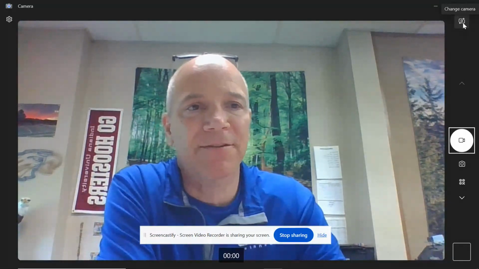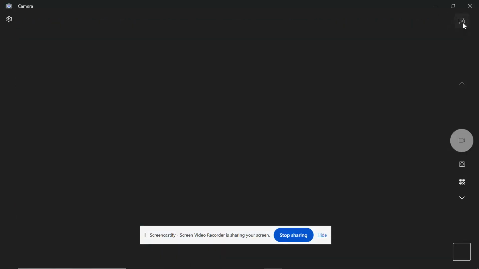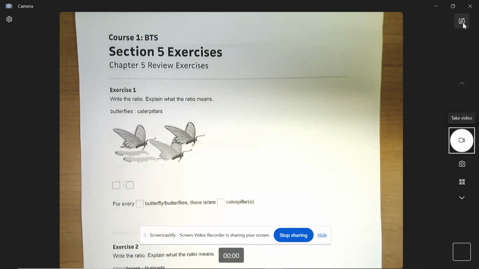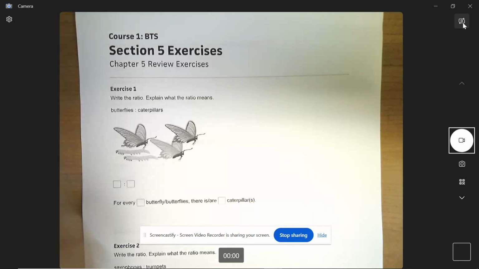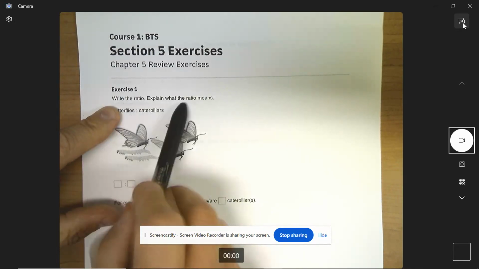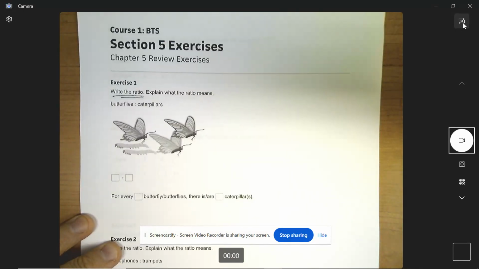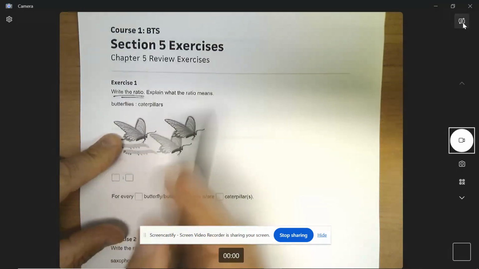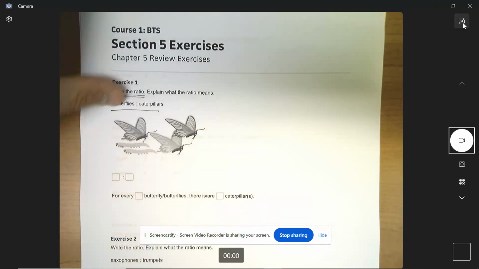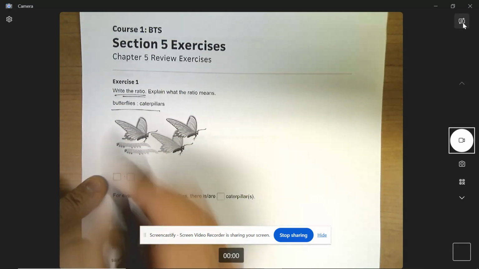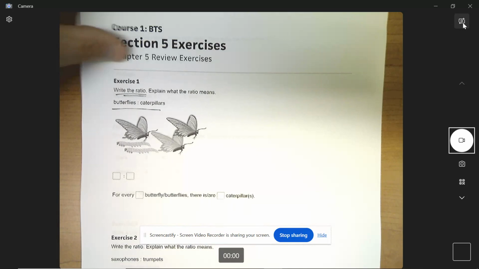Welcome to Chapter 5 review. We are going to take a look at these questions. This is what it's going to look like when you do the review on your computer screen. So the first example says write a ratio. You're not going to be writing anything when you're taking the test, but I do want you to write it now. What it's doing is comparing the butterflies and the caterpillars, and you're going to see these two boxes here. The first one goes with the butterflies, the second goes with the caterpillars.